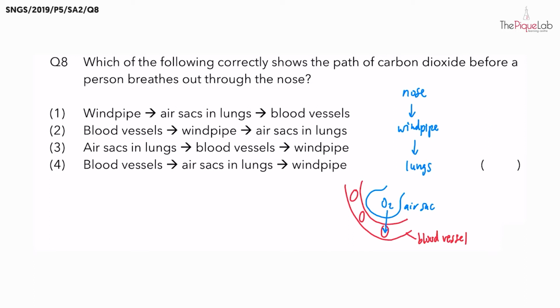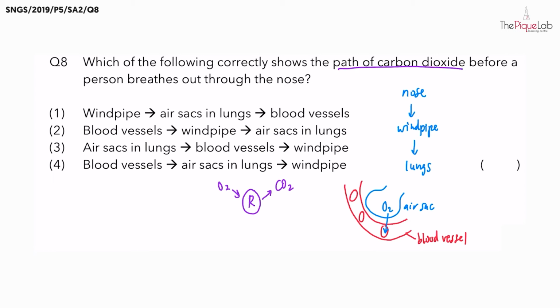And what process is this oxygen used for? The oxygen is transported to all parts of the body through the blood and is used for the process of respiration in the cells. I'm going to use the symbol R for respiration. And oxygen is used for this process. And what is released during respiration? Respiration releases energy and carbon dioxide gas. So now we are able to discuss the path of carbon dioxide when the person breathes out.